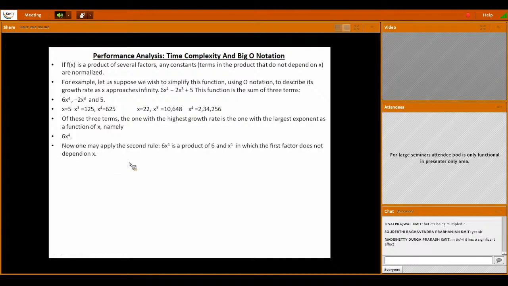Now one may apply the second rule. 6x to the power of 4 is a product of 6 and x to the power of 4, in which the first factor does not depend on x.